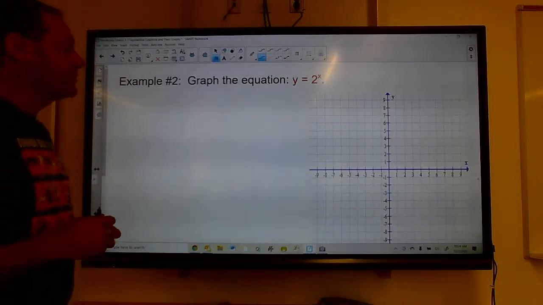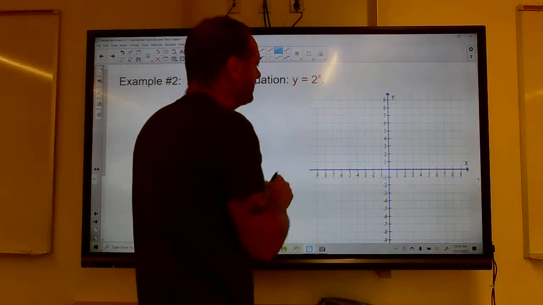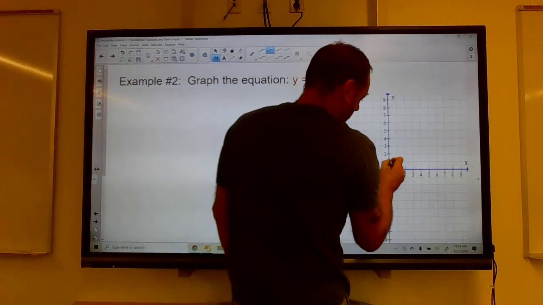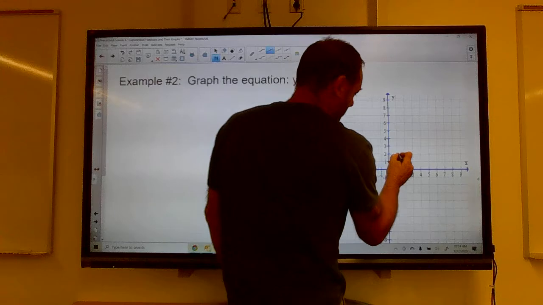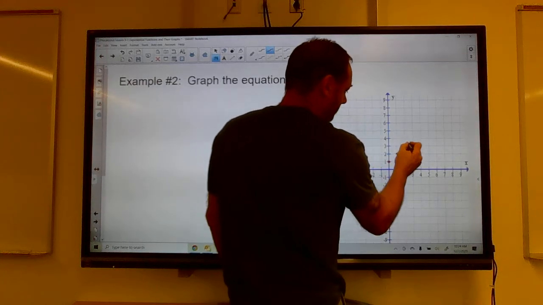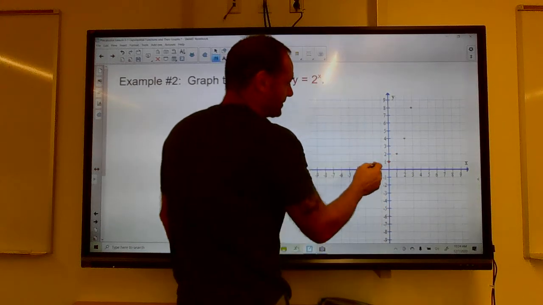Okay, graph the equation y equals 2 to the x power. So 2 to the 0 power is 1, because anything to the 0 power is 1. 2 to the 1st power would be 2. 2 to the 2nd power would be 4. 2 to the 3rd power would be 8. Okay, so you can see this thing is growing up.